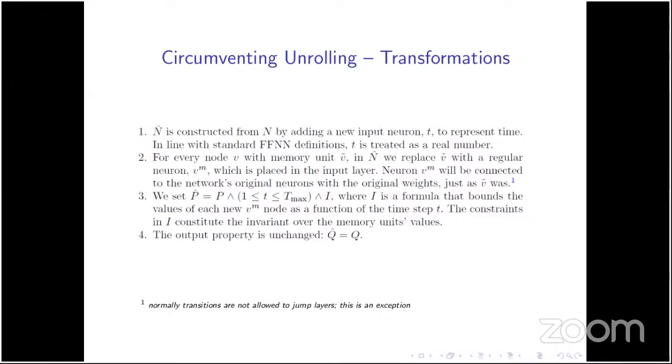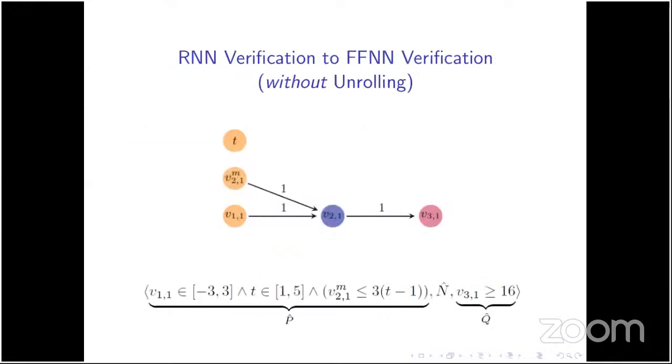The post condition does not change at all. The property changes in this particular way. Earlier you had this precondition P. Now your precondition has three distinct parts. One is P itself. One is a constraint on the time neuron that you have added. And the third one is a constraint on all the other memory neurons that you have added. And we'll see what these constraints look like.